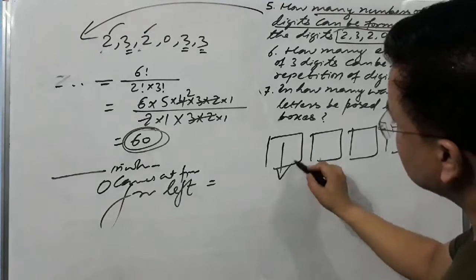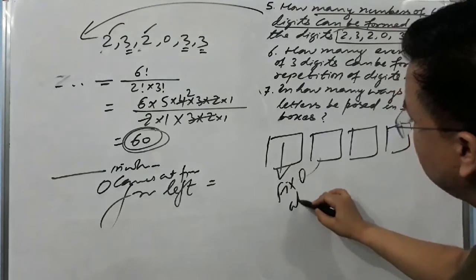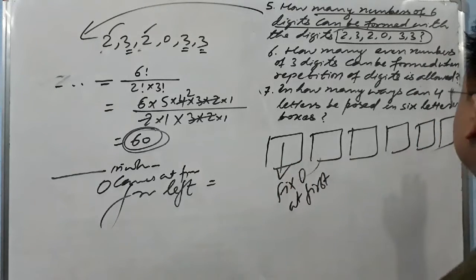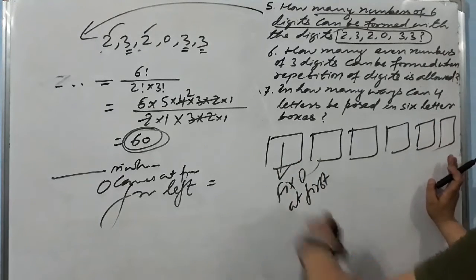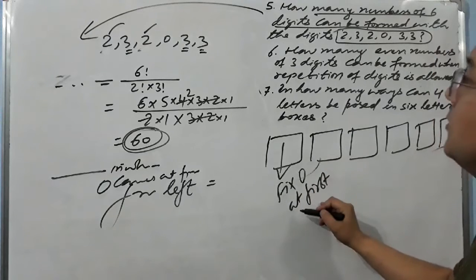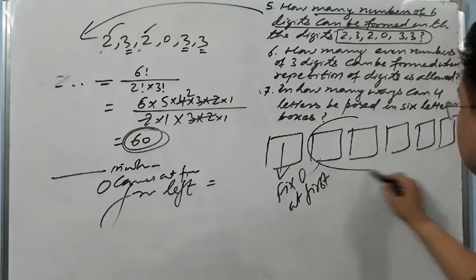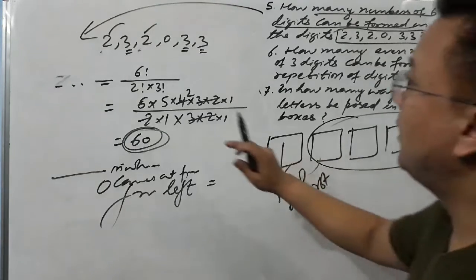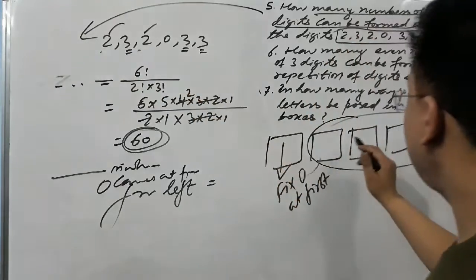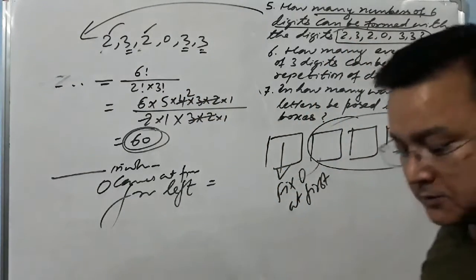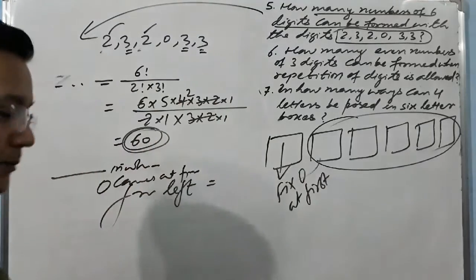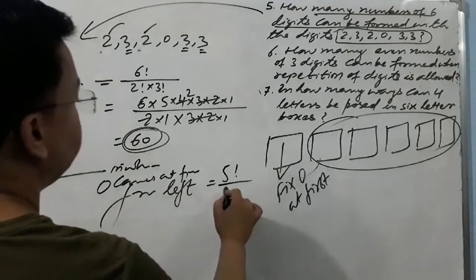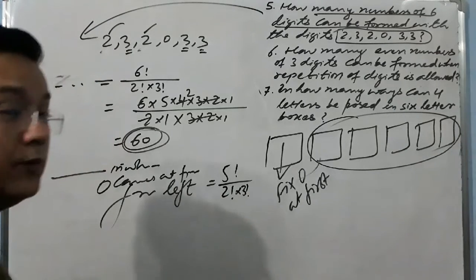Look here, everybody. Let's fix the 0 at first, the first from the left side. Then how many numbers will remain? 1 2 3 4 5, so five numbers. So the remaining places can be filled up in 5 factorial over 2 factorial times 3 factorial ways.